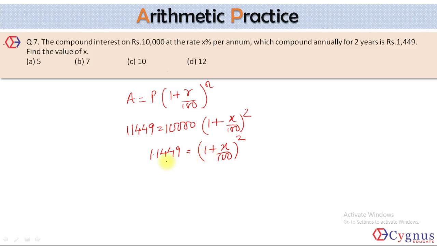So how do we solve it? When you put the values here, x equals 7 will satisfy here, because 1.07 square will definitely end with 9. 1.05 square will end with 5, but my answer should end with 9. 1.10 square will not end with 9. 1.12 square will end with 4. So the correct answer should be x equal to 7. You won't have to solve it.